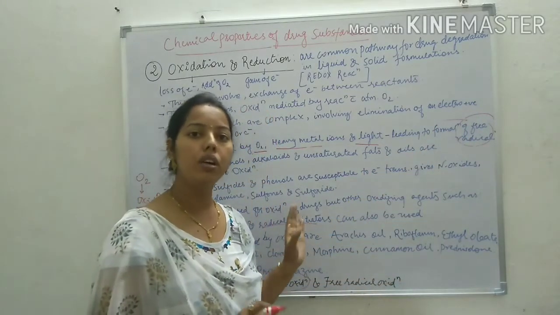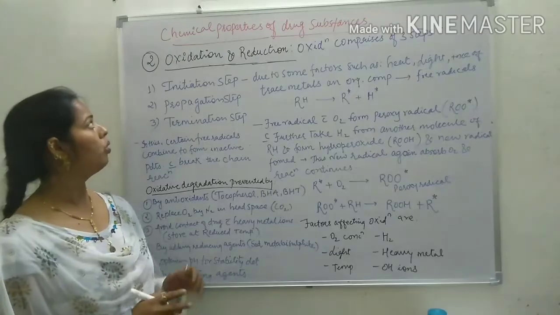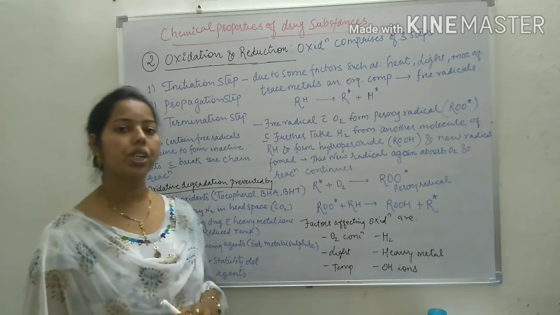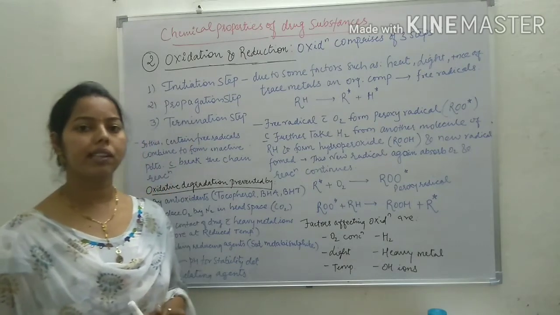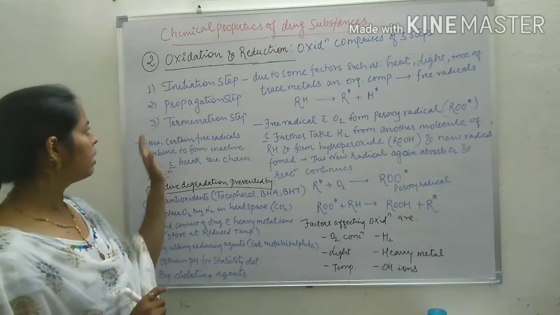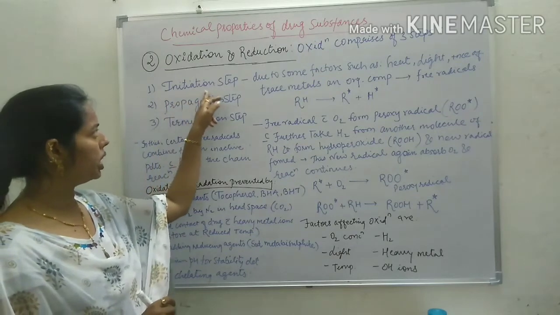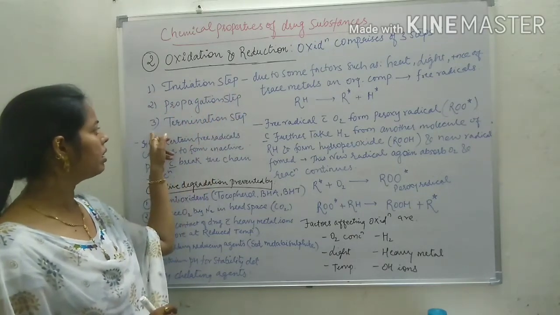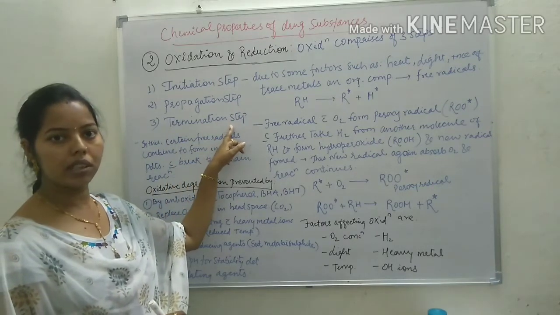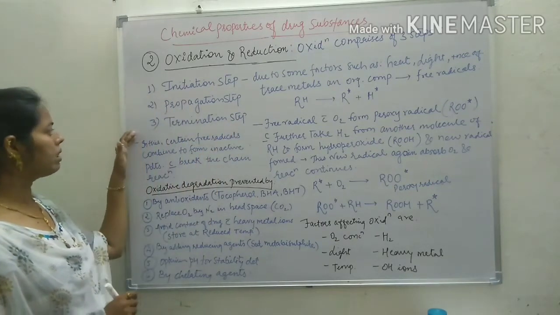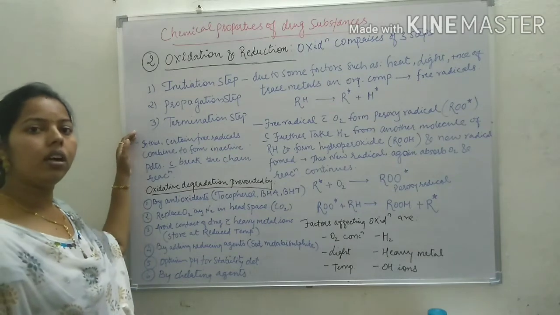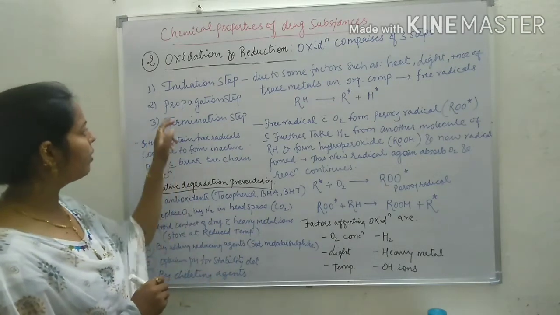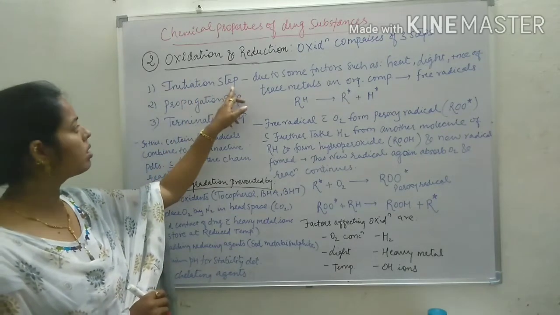So when free radicals are generated in the formulation, they will ultimately lead to the oxidation process in the formulation. Oxidation basically comprises three steps. The first one is the initiation step, second is the propagation step, and third is the termination step. So these three steps basically occur in the oxidation reaction. So start with the first, initiation step.